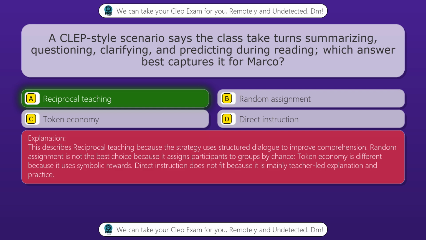This describes reciprocal teaching because the strategy uses structured dialogue to improve comprehension. Random assignment is not the best choice because it assigns participants to groups by chance. Token economy is different because it uses symbolic rewards. Direct instruction does not fit because it is mainly teacher-led explanation and practice.